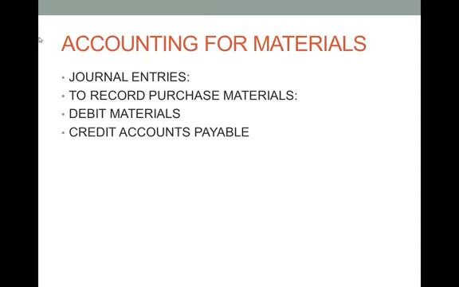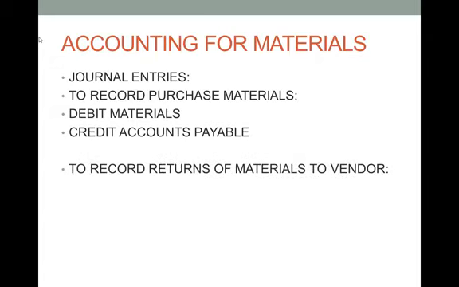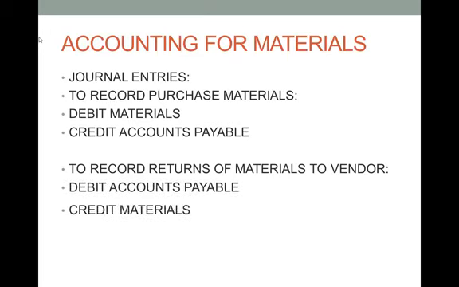Next, journal entries. By the way, to record purchase of materials, again, debit materials, credit accounts payable. An entry is made on the stock card under the received section. Then, if you return the materials to the vendor, to record it, debit accounts payable, and then credit materials. As simple as that, in inventory and merchandising discussion.